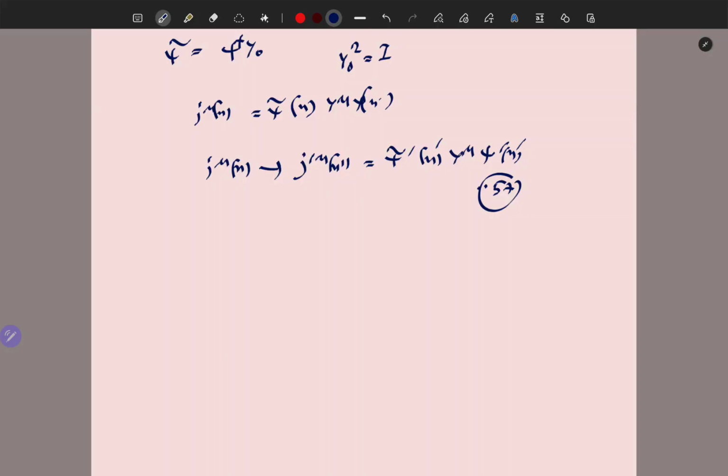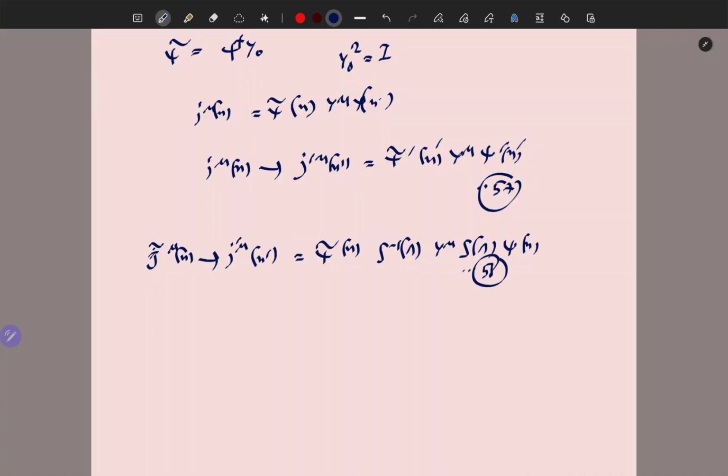From equations number 15 and 56 we can find j^μ(x), which is j'^μ(x'), equal to ψ̃(x) S⁻¹(Λ) γ^μ S(Λ) ψ(x). This is equation number 58.